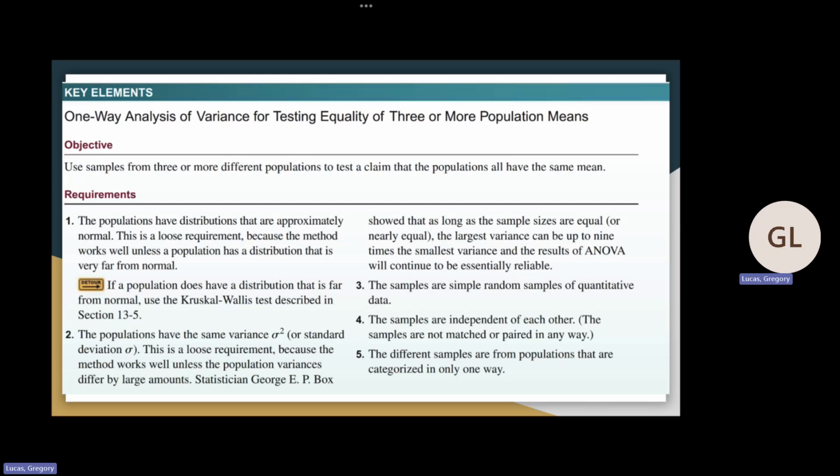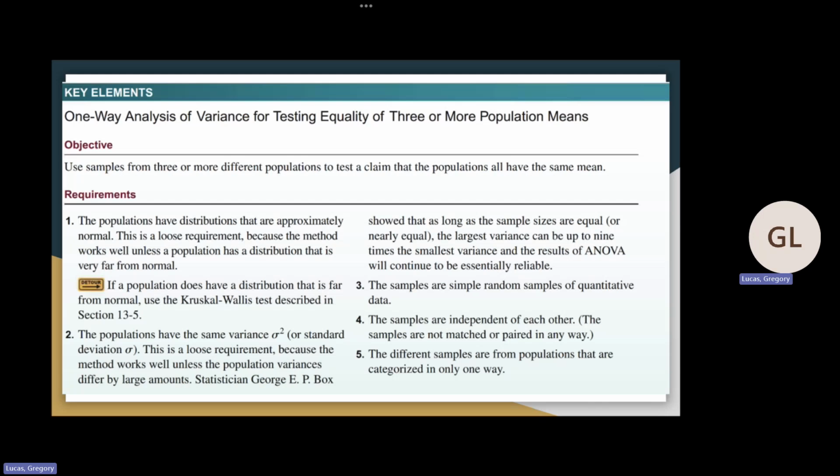1. The populations have distributions that are approximately normal. This is a loose requirement because this method works well unless a population has a distribution that is very far from normal. So most of the time it'll work even if it's not normal. If it somewhat looks like normal, that's okay. 2. The populations have the same variance, or standard deviation squared. Again, this is a loose requirement because this method works well even with population variances that differ by large amounts. So it can vary by a large amount.